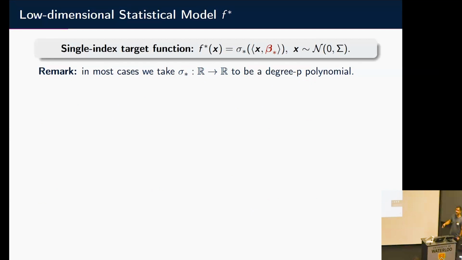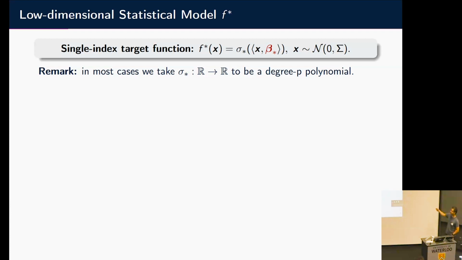Okay, so the targets that we are going to consider are single index models. This is a class of targets that come up in statistics quite often. What it means is that the target function depends on the input x through this unit vector beta star, and there is a nonlinearity on top. So the star things are unknown. Here, beta star is a unit vector we don't know, and sigma star is a nonlinearity we don't know. We want to learn both of them using neural networks. And the input is Gaussian with some covariance.